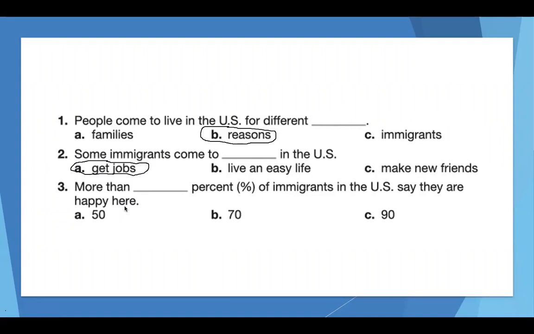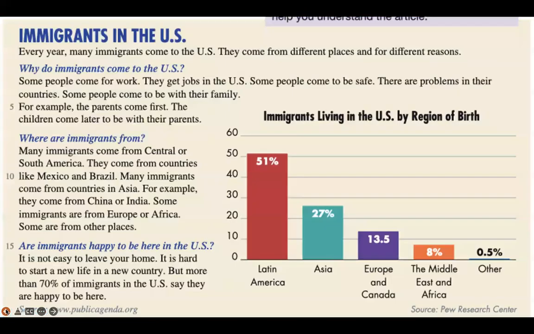All right, question 3. More than what percent of immigrants in the US say they are happy here? Is this 50%, 70%, or 90%? This one is 70%. And we can look back at the reading to see. It says more than 70% of immigrants in the US say they are happy to be here.